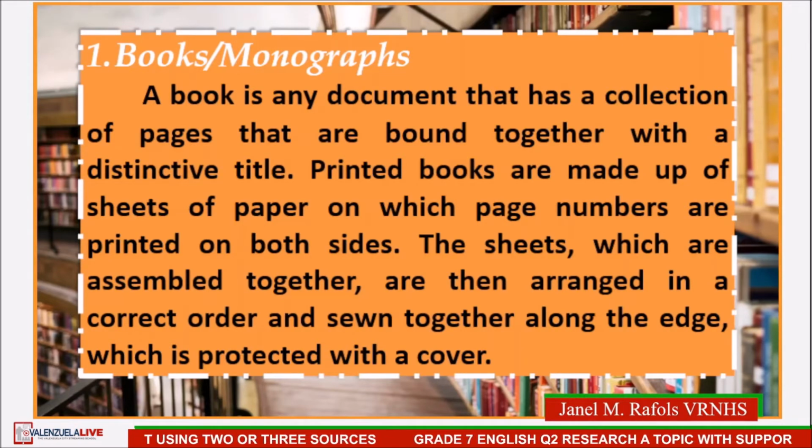It is separately published and has an independent physical existence, although sometimes it may appear as part of a set of volumes in which the pagination may be continuous with other volumes. In such case, each individual book in the set is called a monograph. Printed books are made up of sheets of paper on which page numbers are printed on both sides. The sheets, which are assembled together, are then arranged in a correct order and sewn together along the edge, which is protected by a cover.